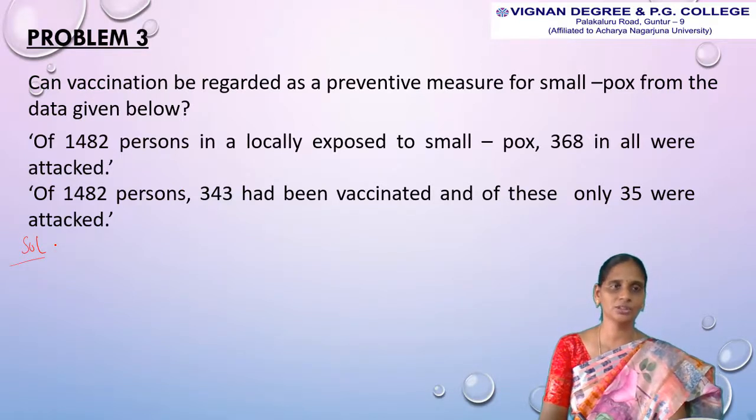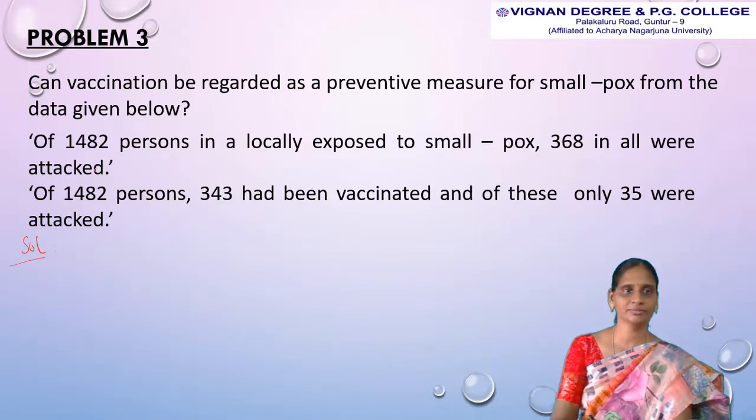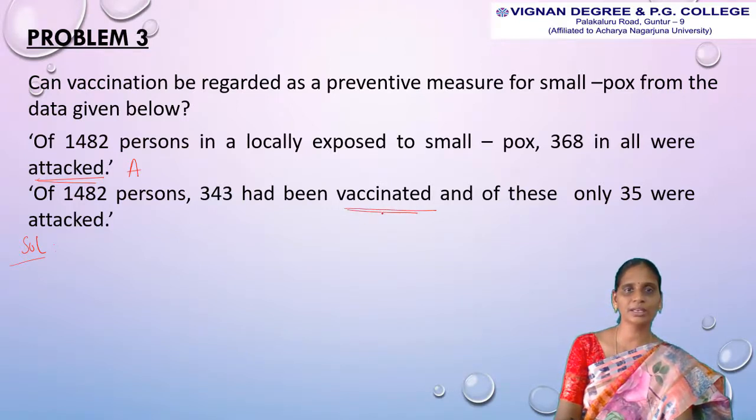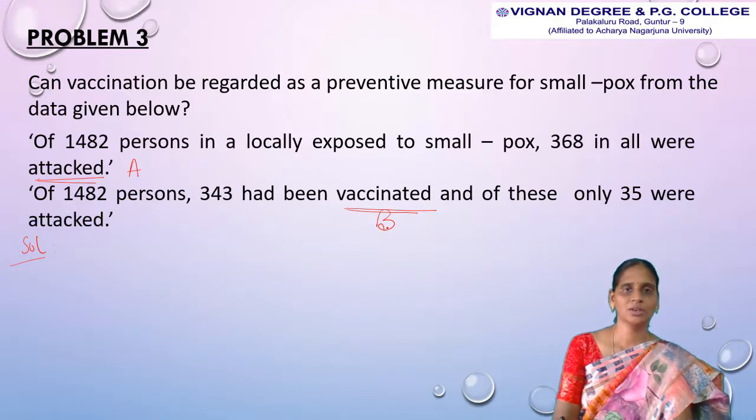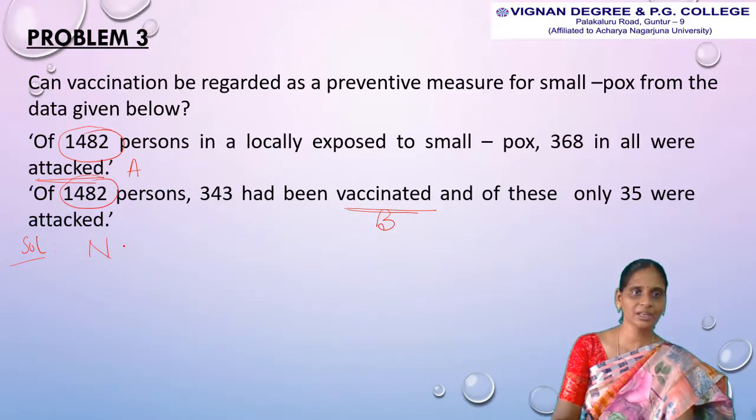Here we have to denote the attributes. The attribute A is denoted by attacked, and the attribute B is denoted by vaccinated. So we are given the values in notations like this. Here we are given 1482 persons, so capital N is equal to 1482.